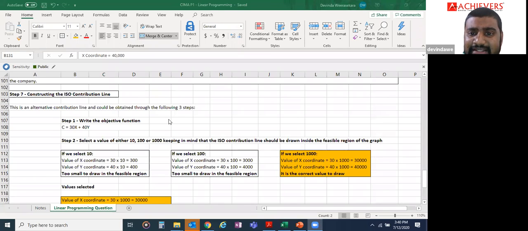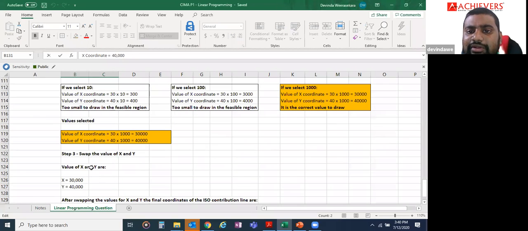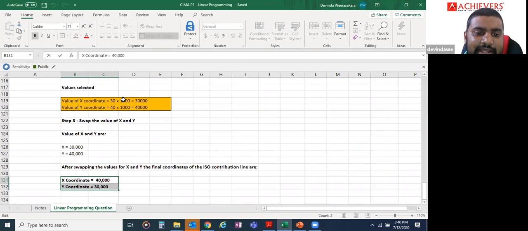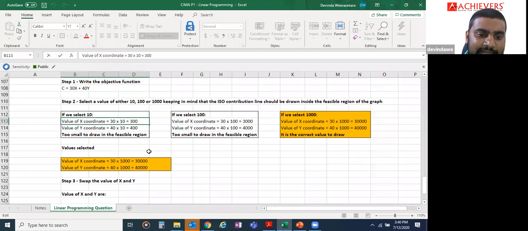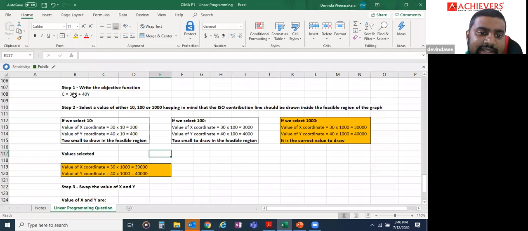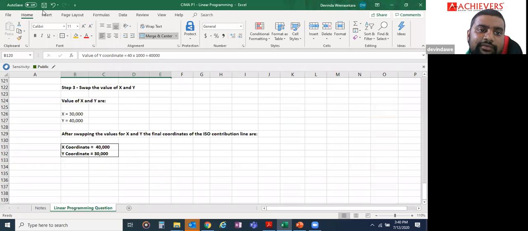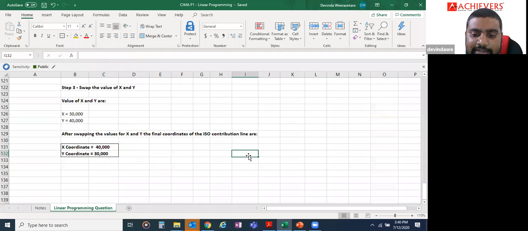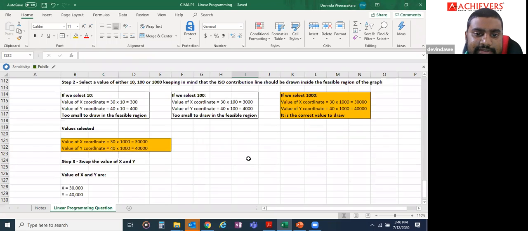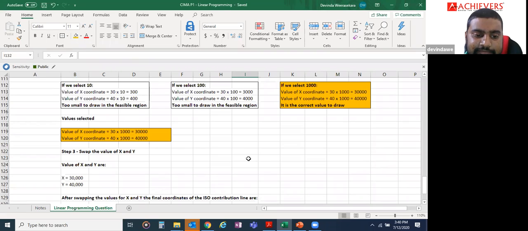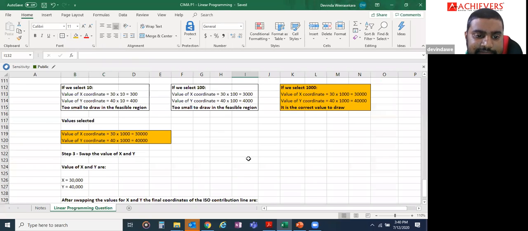If you look at the examiner's method, it's very complicated to remember. This is very simple. Write the objective function, select 10, 100 or 1000. Once you select, you multiply it by the contribution number you have. If you select 1000, it's 30 into 1000, 40 into 1000. So you got 30,000, 40,000. Finally, swap the values of x and y. And these are the coordinates of the iso contribution line. Clear, guys? Any questions on any unclear areas? So this is what you have to remember, guys. Any questions?